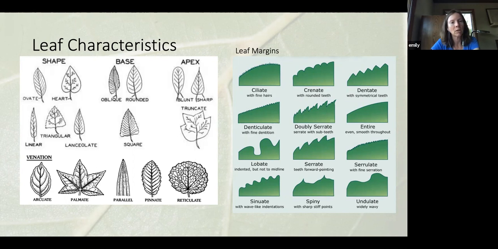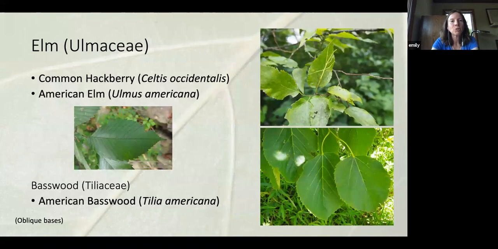The dogwood leaf has that type of venation. So along with doing it by leaf characteristics, I'm going to do it by family too. I really wanted to see how easy this might be, and I look forward to your feedback. First we're going to start with the elm family.